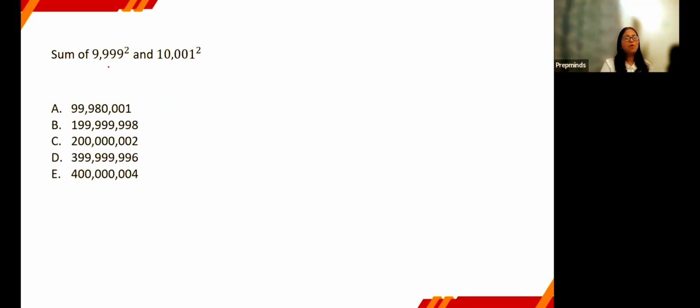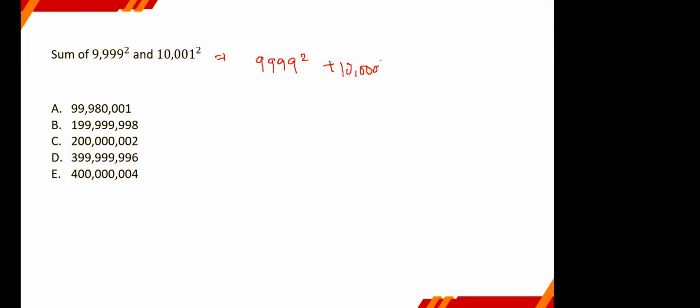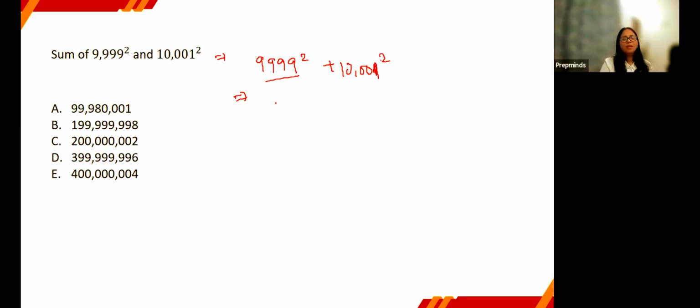So how can we find the sum of 9999 square and then again 10,001 whole square? How can we do this? We can just express it in terms of (10,000 minus 1) square plus (10,000 plus 1) square. So we can express this as 10,000 minus 1 whole square, and we can express this as 10,000 plus 1 whole square.